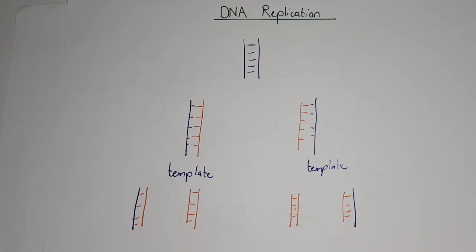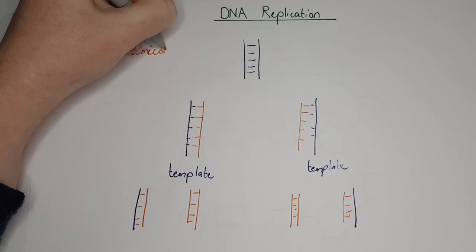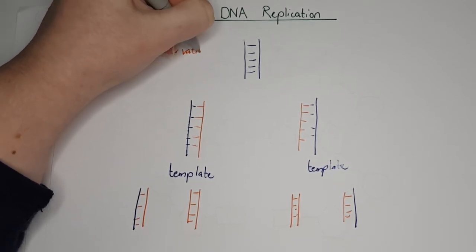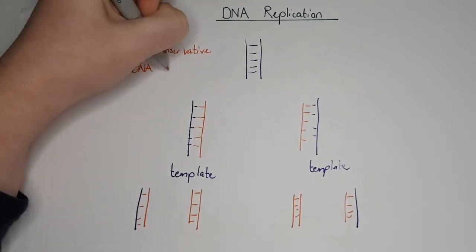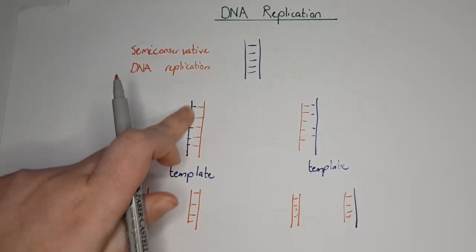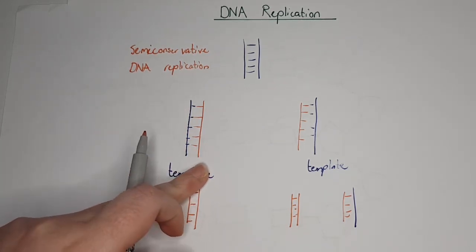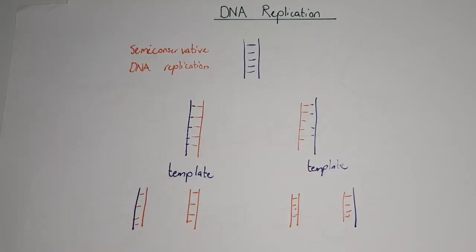So this is what we call semi-conservative replication. Because the original strand is conserved and used as a template for the new strand. So each new strand has half of the old strand in it that was used as a template. And that's why it is semi-conservative through the whole thing. So that's our process of DNA replication and our DNA structure.